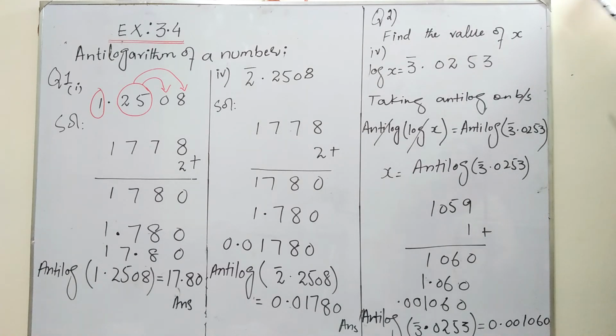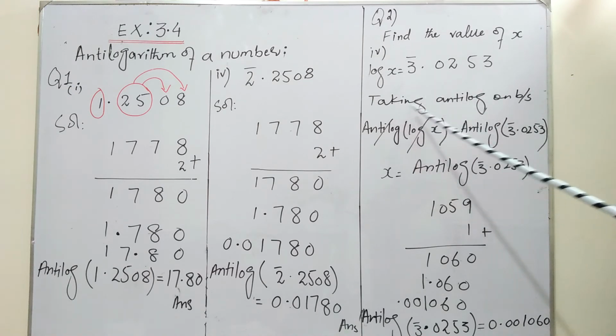Now, exercise 3.4, question number 2 is: find the value of x. This is the same question. You just have to find the value of the anti-logarithm. You just have to do an additional step in this case. That is, the log of x is minus 3.0253, and you have to find the value of x.